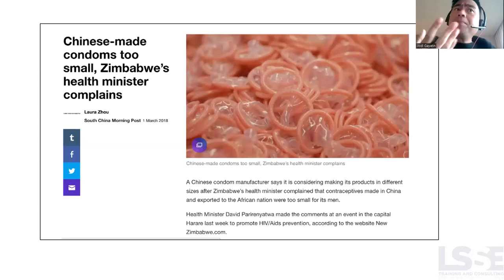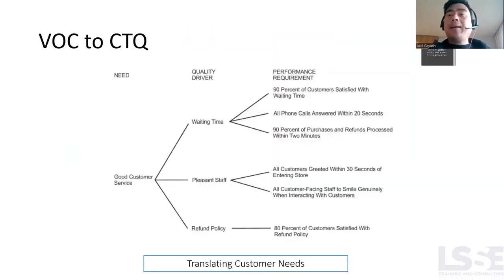And a couple of years back, this is a funny incident as well. There was a Chinese manufacturer who was producing condoms and selling them to Zimbabwe. And Zimbabwe's health minister complained that the condoms that the Chinese manufacturer produced were too small. When I read this news as well, I thought that a Lean Six Sigma tool could have been used here. And that tool that I had in mind is what we call the VOC to CTQ.